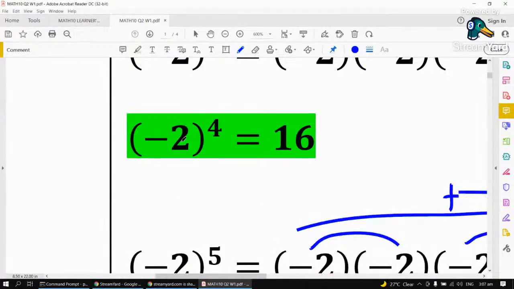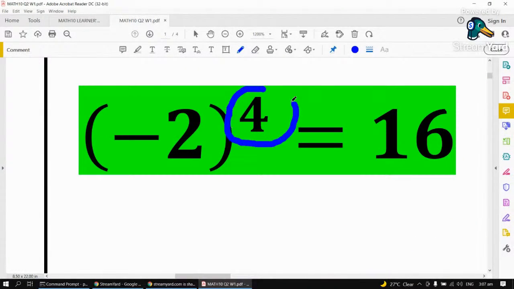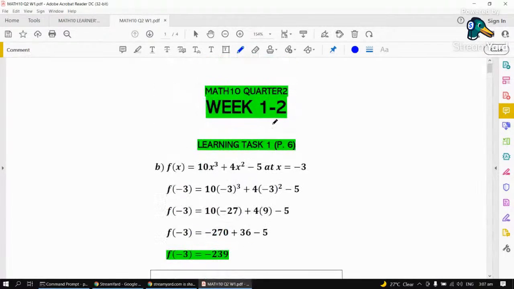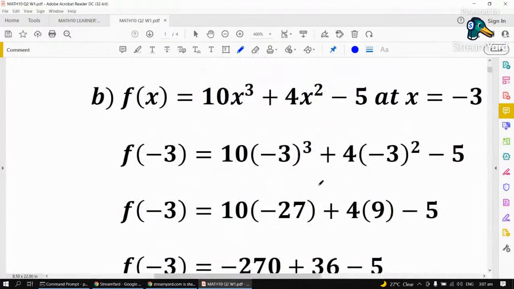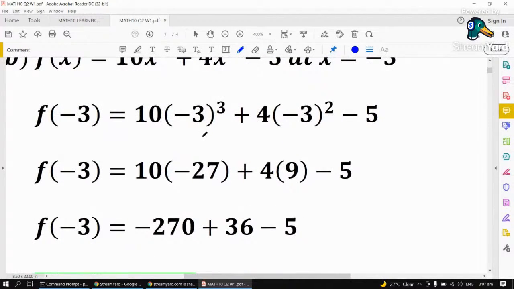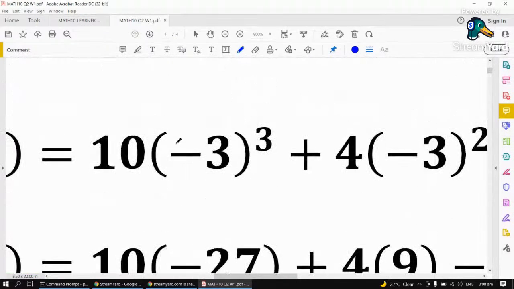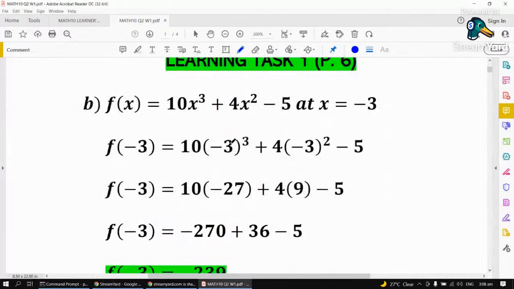Pero kung ang exponent is even number, kagaya nito, 4, walang problema. 2 times 2 times 2 times 2 is 16. Automatic positive 'yan because ang exponent natin is an even number. Okay, so 'yun ang tungkol sa exponent. So, pagpatuloy natin 'to, nandito tayo sa second line.